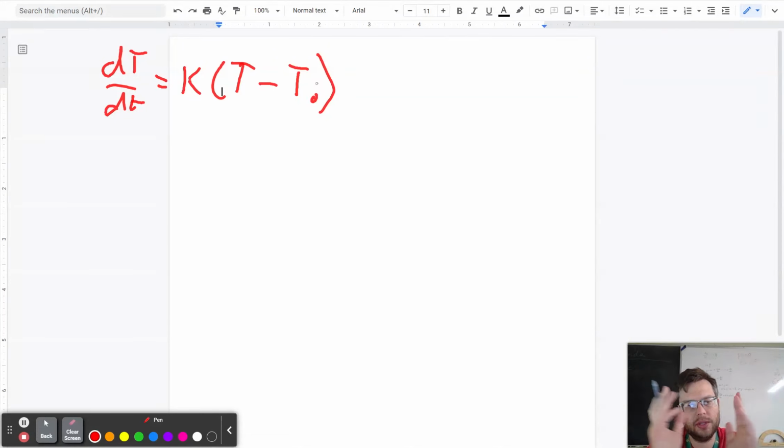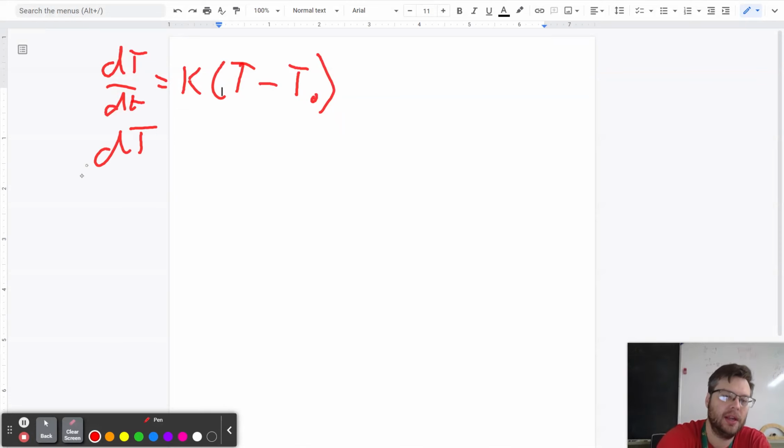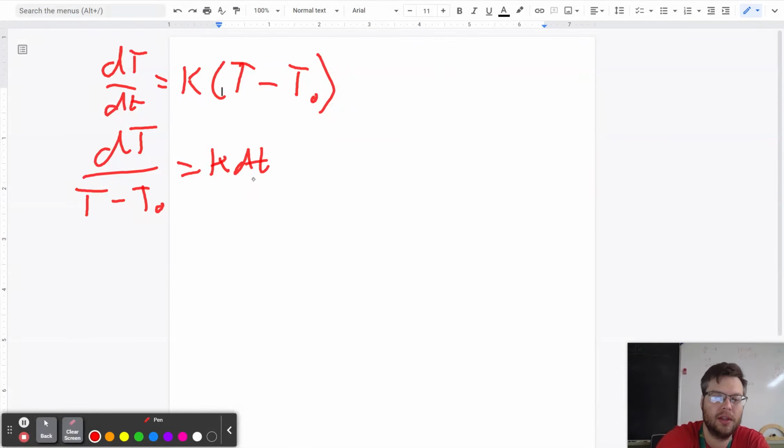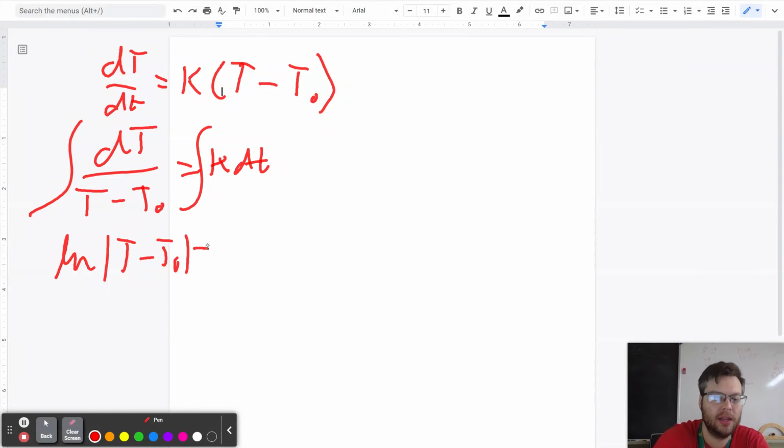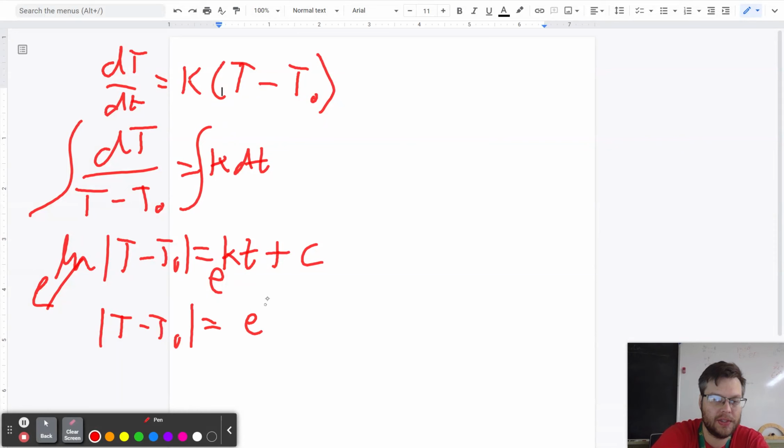And so what we can do is separate variables here and get dT divided by T minus T naught is k dt. Remember that the letters k and T naught are constants, so they're not actually variables. So when I integrate, I only have two variables, big T and little t. The integral of the left side becomes the natural log of T minus T naught, and the integral of the right side becomes kt plus C. Then we do our exponentiation of both sides, and we get absolute value of T minus T naught equals e to the kt times C.